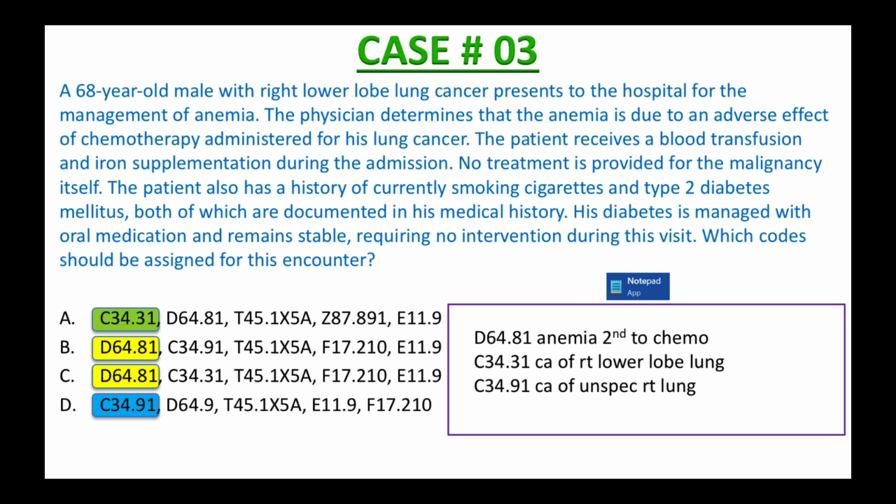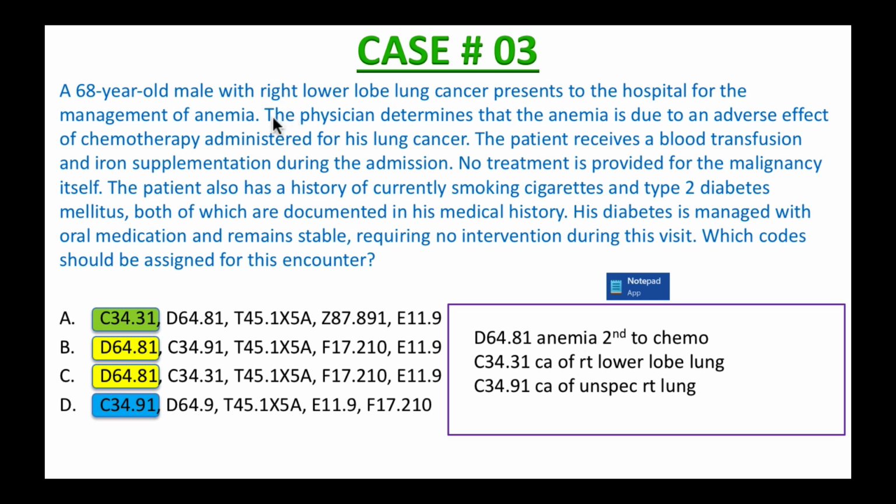Your focus when reading the case should now be to determine which code should be sequenced first, the D code for anemia or the C code for cancer. At this point, your thought process should be clearer compared to those who start by reading the case first and become more confused. Now is the right time to read the case.